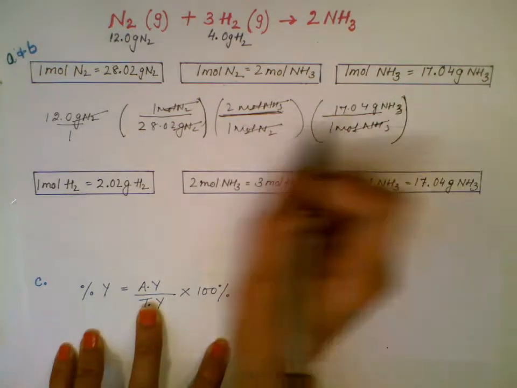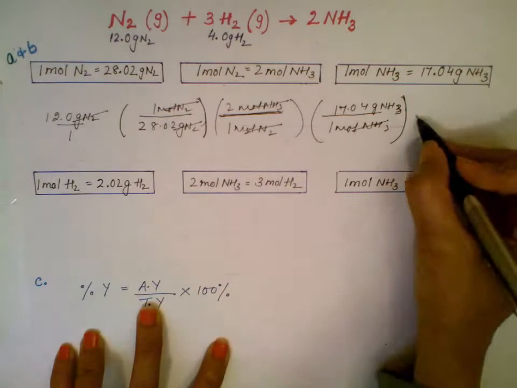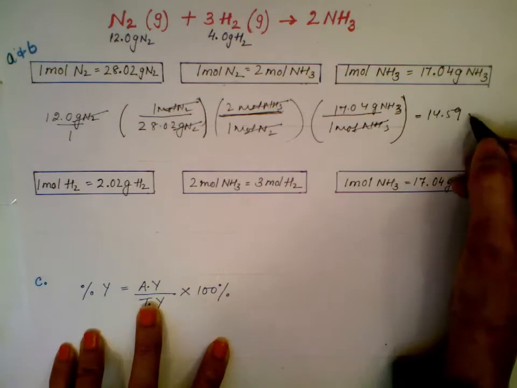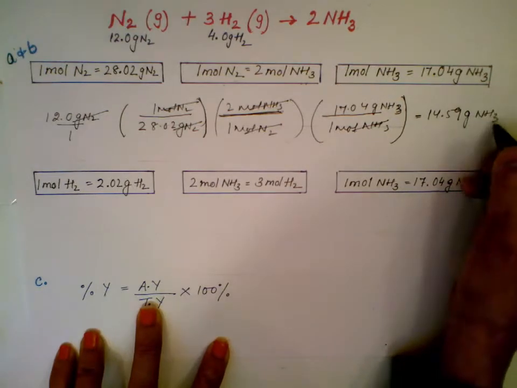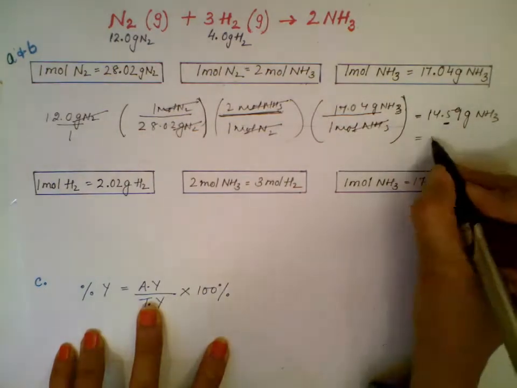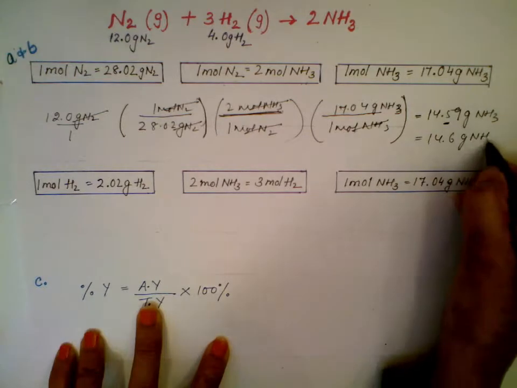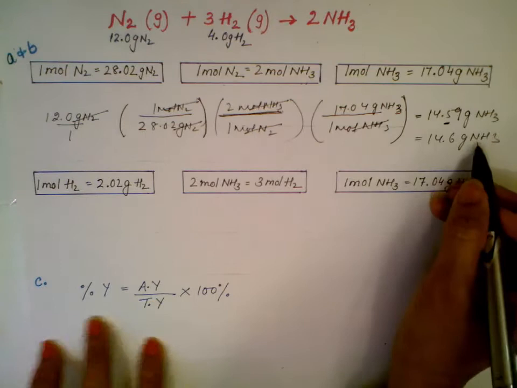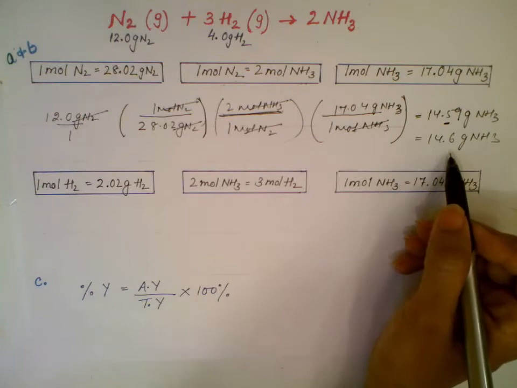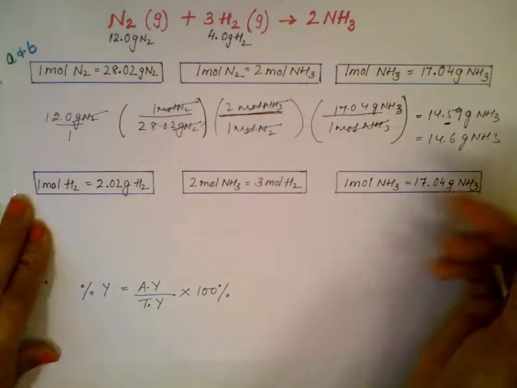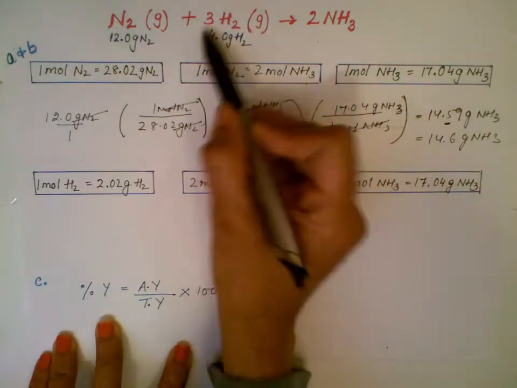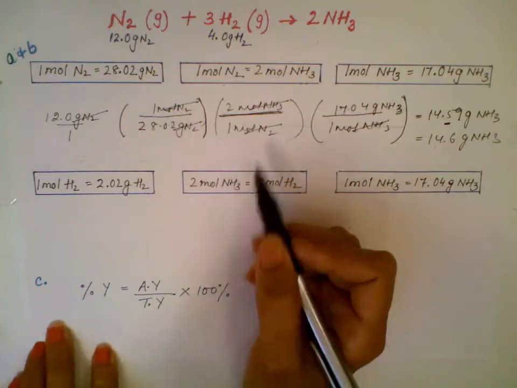Okay guys, when you do the math, you solve it, you are going to get 14.59 grams of ammonia. Here we have 3 significant figures, so you're going to round off here. You get 14.6 grams of ammonia. So 14.6 grams of ammonia are produced using 12.0 grams of nitrogen. Now in order to find the limiting reactant, we also have to repeat these same steps: how many grams of ammonia will be produced using 4.0 grams of hydrogen. So repeat the same steps.